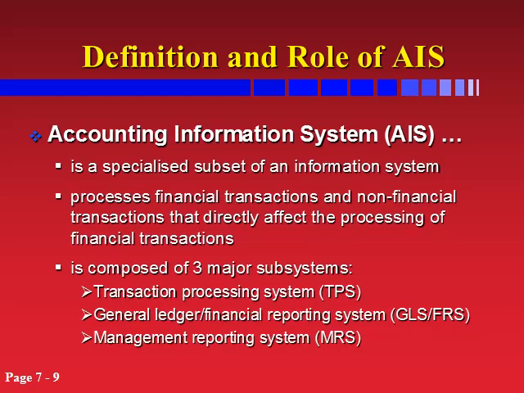Firstly, it consists of the transaction processing system, which supports daily business operations with numerous reports, as well as documents for users throughout the organization. There's also the general ledger, or what we call the financial reporting system, and this produces financial statements such as the balance sheet, the income statement, as well as the statement of cash flows. Now, the management reporting system provides internal management with special purpose financial reports and information needed for decision making, such as budgets and responsibility reports.